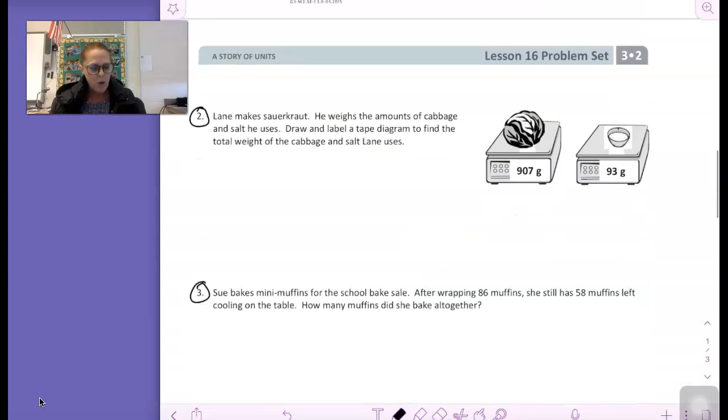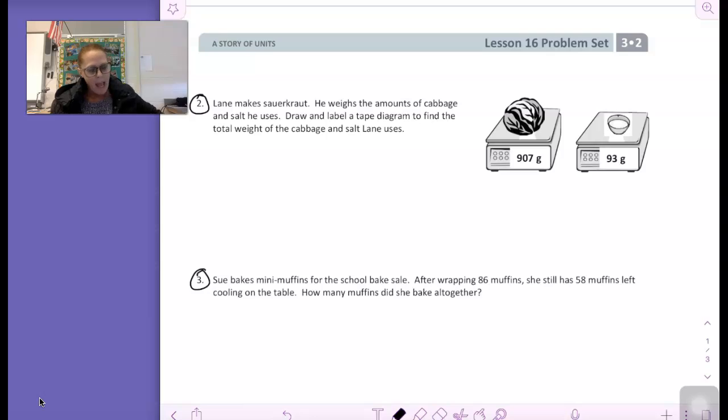Let's go on down to problem number 2, and let me read this to you. Lane makes sauerkraut. Sauerkraut is like cooked cabbage. I really like it. You might eat it on New Year's Day. You may have had that on New Year's Day. He weighs the amounts of cabbage and salt he uses. Draw and label a tape diagram to find the total weight of the cabbage and salt Lane uses. So we want to find the total, which means we're adding these together, correct?